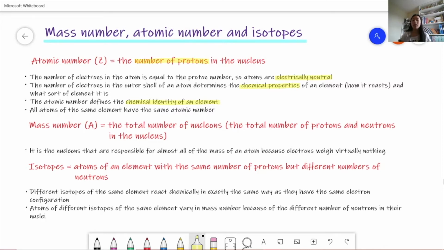And one really, really important thing to know is that all atoms of the same element have the same atomic number. So also because the number of electrons in the atom is equal to the proton number, when we look at the proton number, that means that we can see also that the number of electrons is the same.